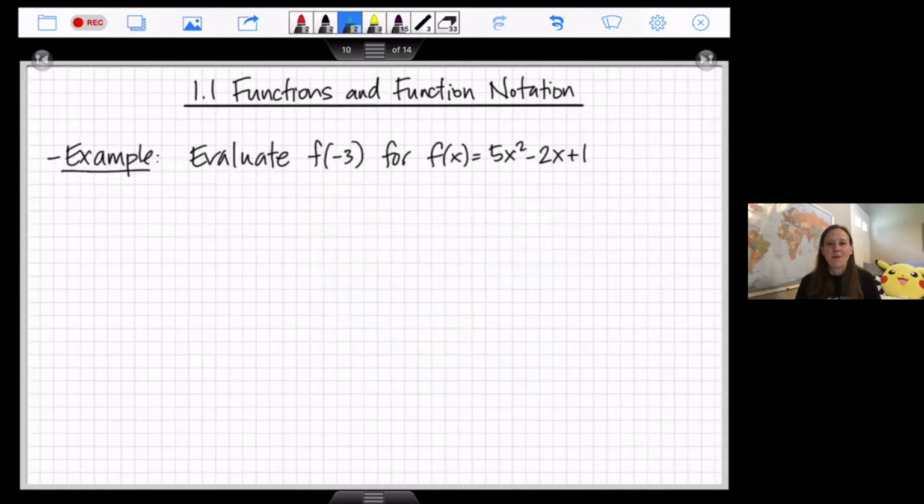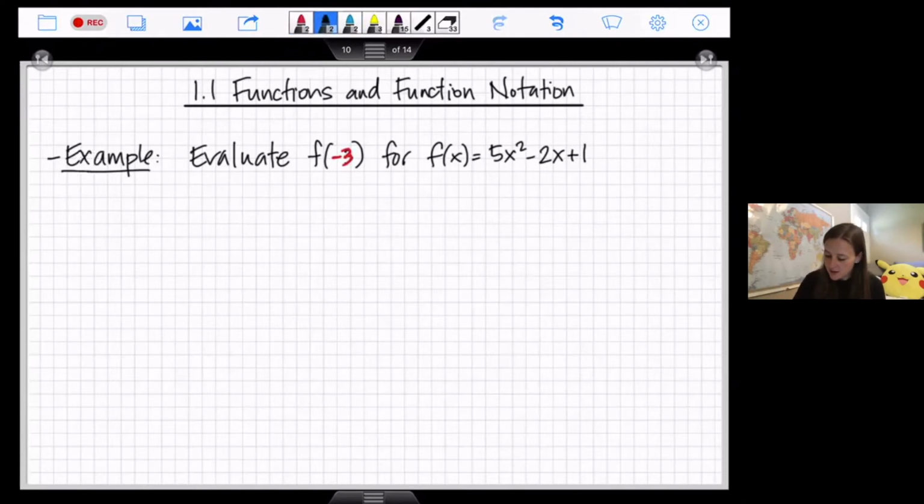I'm going to give you a bunch of random functions and ask you to find f of a bunch of stuff. So this one says evaluate f of -3 for f of x equals 5x squared minus 2x plus 1. Notice in the function notation, I have removed the x and I've replaced it with this -3. And that's exactly what we're going to do over on the right.